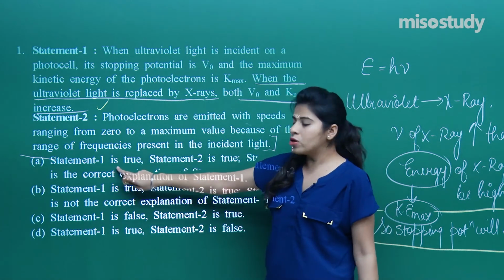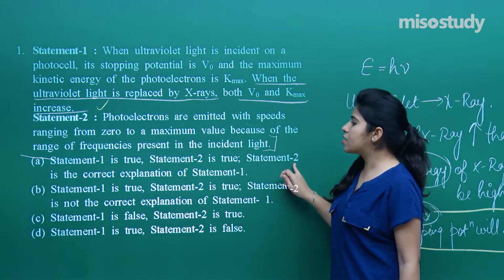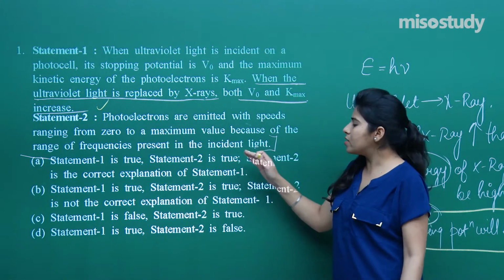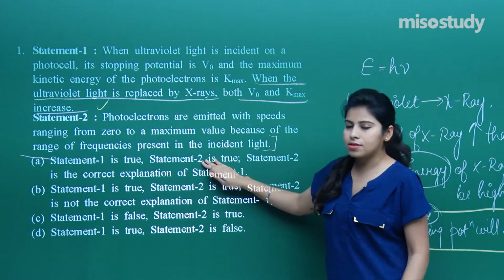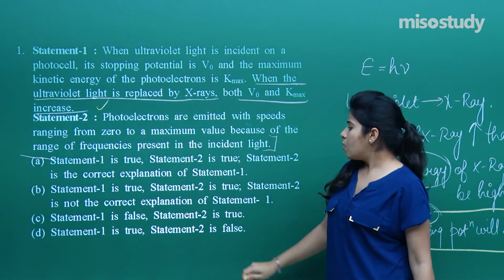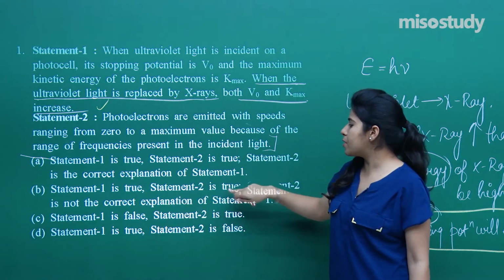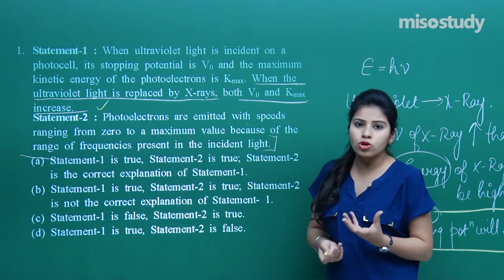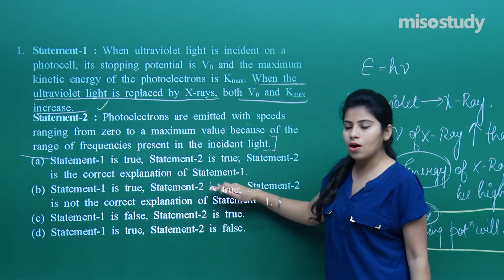In option 1, we can see statement 1 is true, statement 2 is true, and statement 2 is the correct explanation of statement 1. Right now we are not aware of statement 2, so we will not touch this option A. In the second case, statement 1 is true and statement 2 is true. I know that statement 1 is true, but I don't know about statement 2, so again, I will not touch this option.